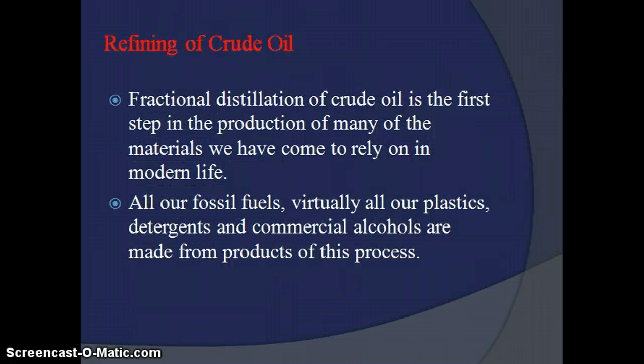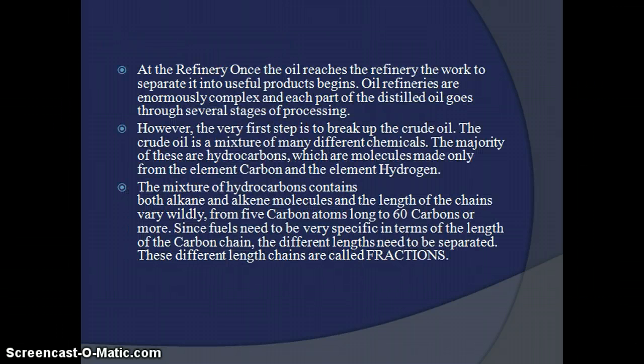Refining of crude oil. Fractional distillation of crude oil is the first step in the production of many of the materials we have come to rely on in modern life. All our fossil fuels, virtually all our plastic, detergents, and composition alcohols are made from products of this process. At the refinery, once the oil reaches the refinery, the work to separate it into useful products begins.